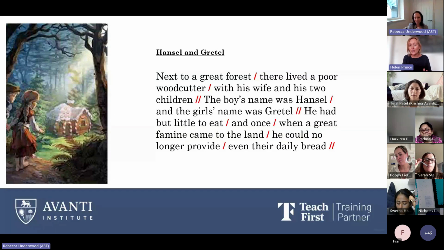So next to a great forest, there lived a poor woodcutter with his wife and his 2 children. Boy's name was Hansel, and the girl's name was Gretel, and so on.